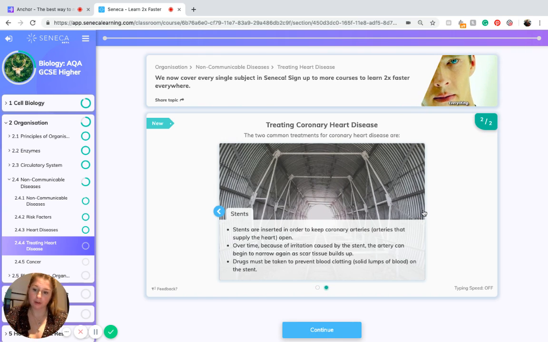And the second treatment for coronary heart disease is stents. Stents are inserted in order to keep coronary arteries open. Over time, because of irritation caused by the stent, the artery can begin to narrow again as scar tissue builds up. Drugs must be taken to prevent blood clotting, or solid lumps of blood forming on the stent.